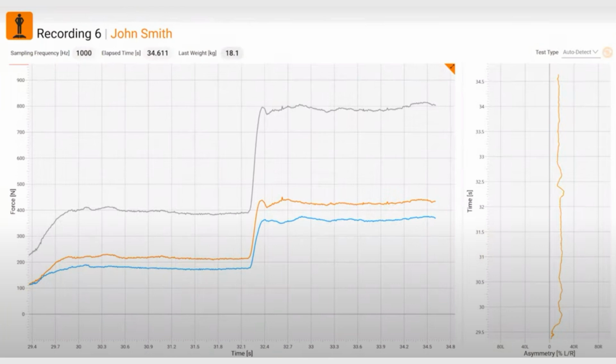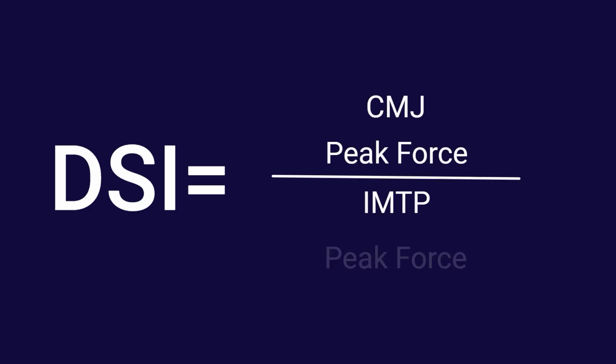to the peak force. So to calculate the dynamic strength index, we take the peak force created in the counter movement jump and divide it by the peak force created in the isometric mid-thigh pull. This gives us a ratio that is generally below 1. So if it helps, you can also think of this as a bit of a percentage. What percentage of their strength utilization do they exhibit?